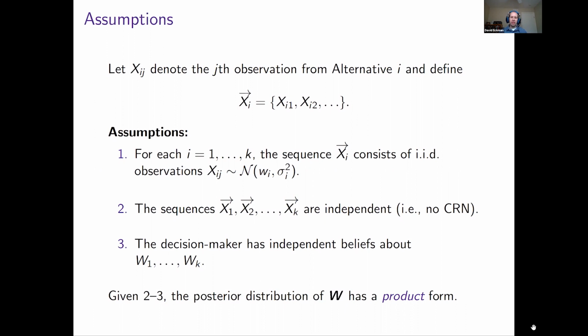The second assumption is that different alternatives are simulated independently. So I'm precluding the use of common random numbers across alternatives. And the third is that the decision maker has independent prior beliefs about the performances of the alternatives. These last two, assumptions 2 and 3 together, will give us the nice property that the posterior distribution of our unknown problem instance has a product form. So it decomposes into a product of marginal posterior distributions for each alternative.